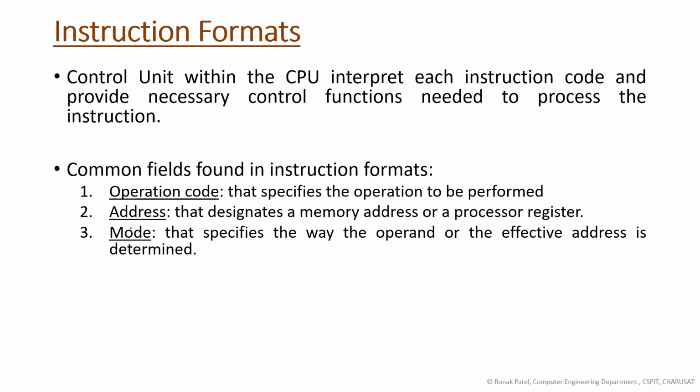For an instruction like add A, B, add is the operation code, and A or B can be memory addresses or registers. The mode field specifies the way the operand or the effective address is determined, whether I take the value directly from that address, or it specifies another address from where I will get the operand.